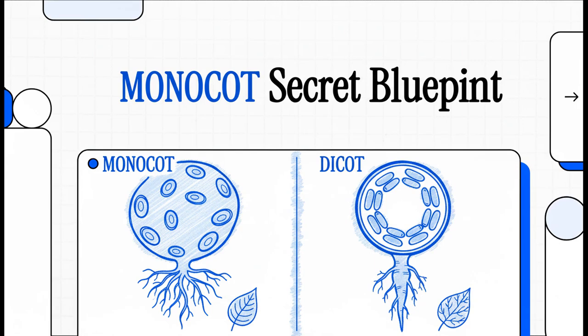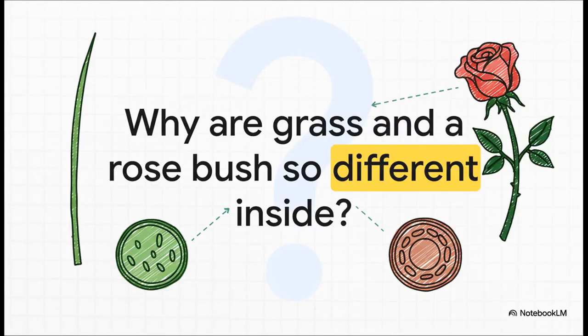Ever really looked at a plant and wondered what's going on deep inside? I mean, past the petals and leaves, there's this hidden world, a whole architectural plan that dictates exactly how that plant is built from the ground up. Well, today, we're going to pull back the curtain and unlock that very blueprint. Okay, let's dive right in.